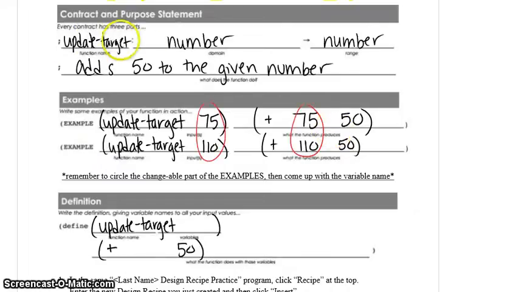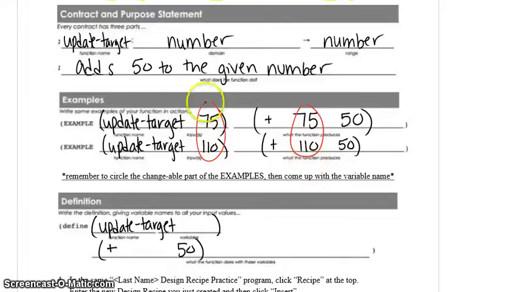So I have filled in the contract, make sure that's correct, takes in a number, produces a number. The purpose statement is just rewording the word problem, basically. The second example should look exactly the same as the first example. You can pick any other number for your input, though.